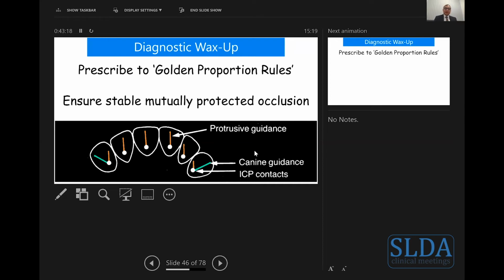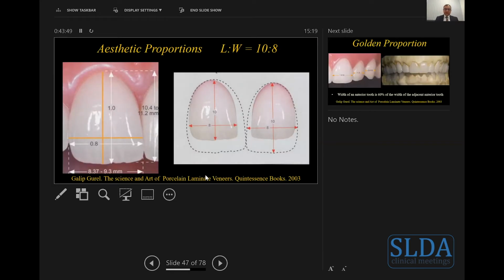And in diagnostic wax-up, I mentioned the role of golden proportions. So you can mention that to your technicians. And of course, the mutually protected occlusion and the principles surrounding that philosophy, that is protrusive guidance, canine guidance in bilateral excursions, stable, uniformly distributed ICP contacts. Very, very basic occlusion principles, nothing complex about that at all, when we are especially managing this type of case that I'm going to show you, that is localized anterior tooth surface loss.